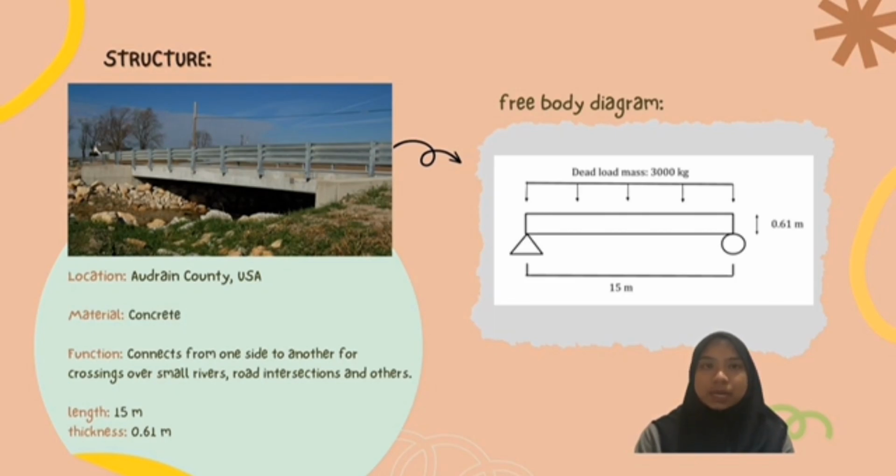So as you can see, I interpreted this structure into a free body diagram. The free body diagram that I chose to draw is like this. The length of the bridge is 15 meters, while the thickness is 0.61 meters, and the dead load mass is 3,000 kg. And from what I know, this bridge uses two kinds of supports, which is at point A it is used as a pin, and at point B it is used as a roller.